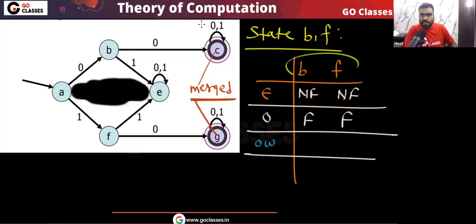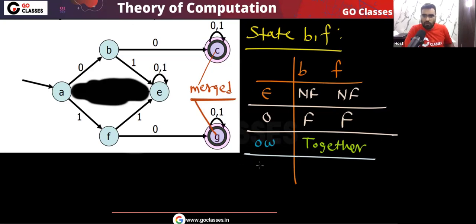I can say that this state BF, on this type of strings, they will always be together. On this type of strings, I can easily say that they will always be together. Okay, yes or no? They will always be together.